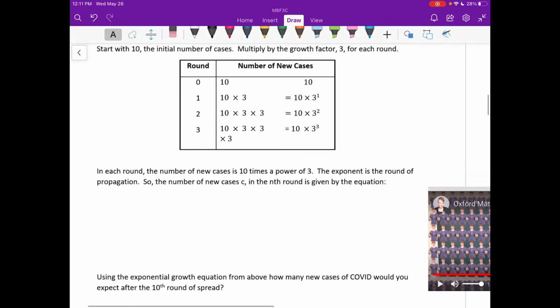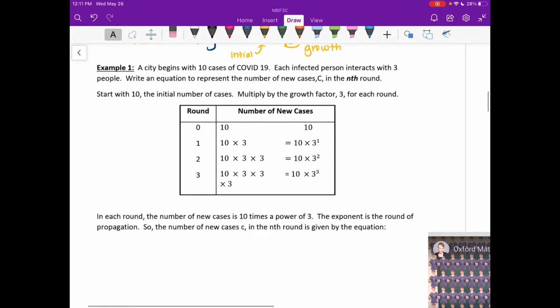So we're actually going to make the model ourselves using the information that he had given us and the information given to us by the WHO, and then we're going to go from there. So it says that a city begins with 10 cases of COVID-19. Each infected person interacts with about 3 people, 3 of whom get the virus, right? Write an equation to represent the number of new cases, C, in the nth round.